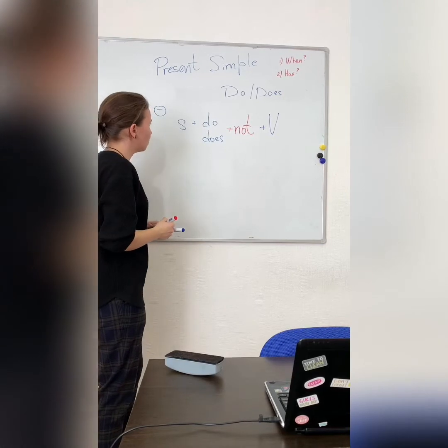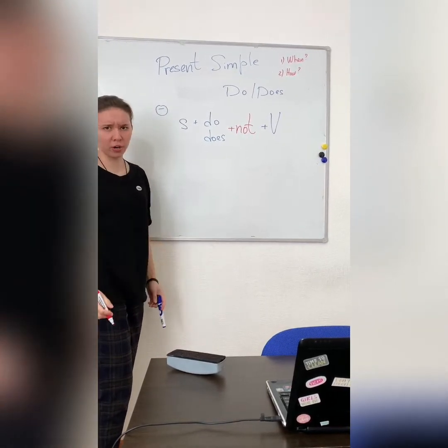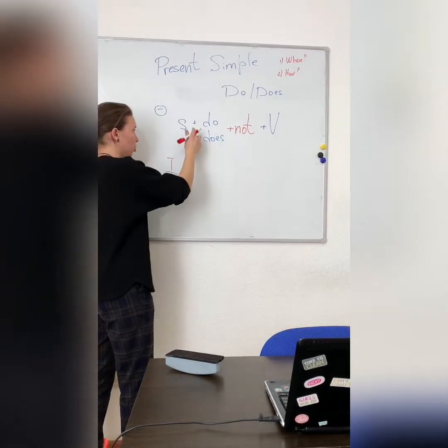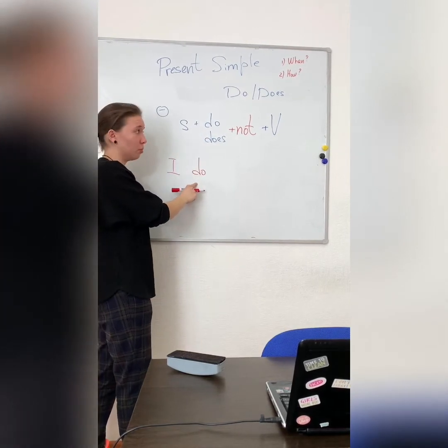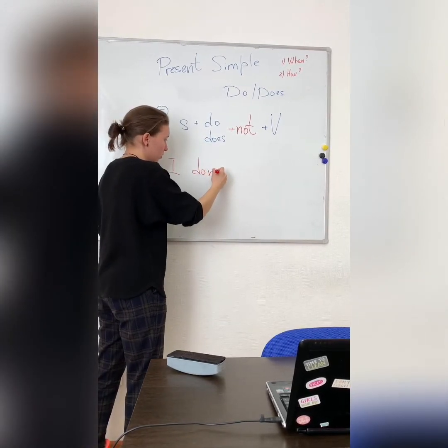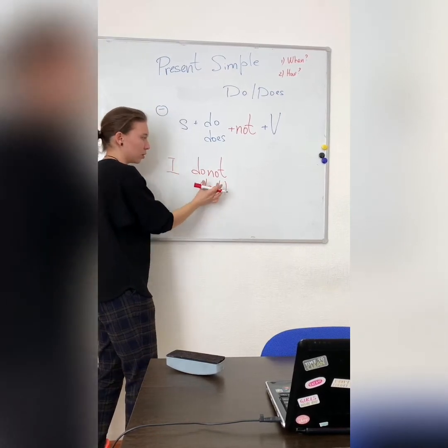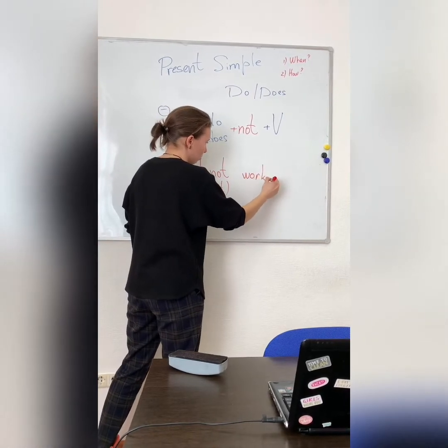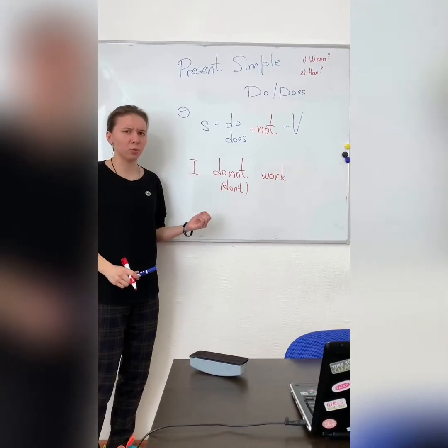Right now, let's look at some examples. For example, this one, I don't work. I is a subject. Do, our auxiliary verb. Not, or don't if we have it together, work. Easy. But I think that you have a question.